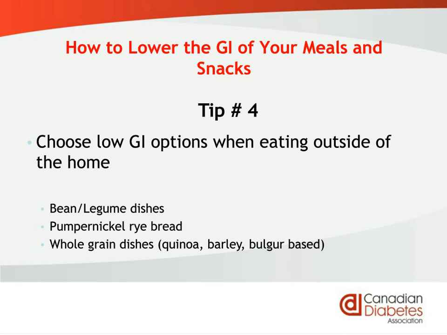But if you are going to choose pumpernickel rye bread, you should ask the people who work at the sandwich shop if it's real pumpernickel rye bread, because sometimes in North America, pumpernickel rye bread is just white bread with molasses added, and that's still high GI, so you have to ask and make sure it's the real pumpernickel rye bread. And then last is to look for dishes that are made with whole grains. This could be quinoa, barley, or bulgur-based. Any types of whole grains, you can add that to, or choose that when you're eating outside of the home.